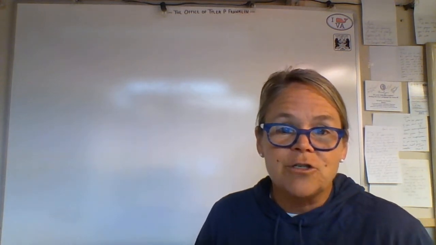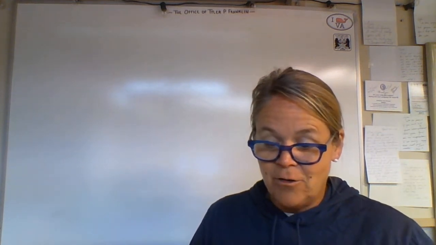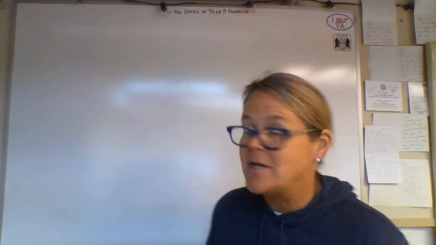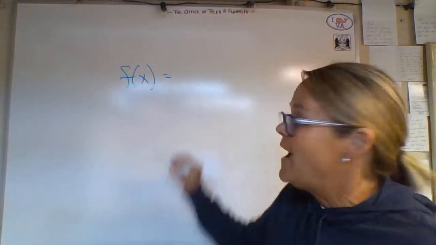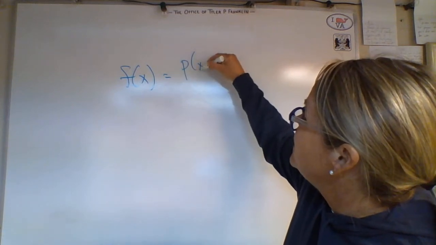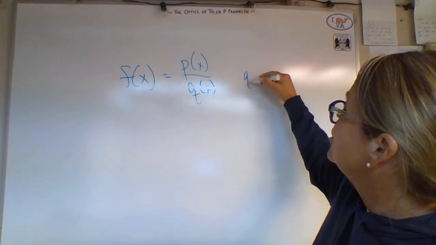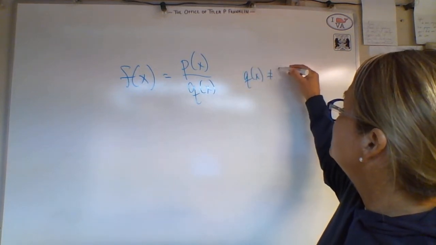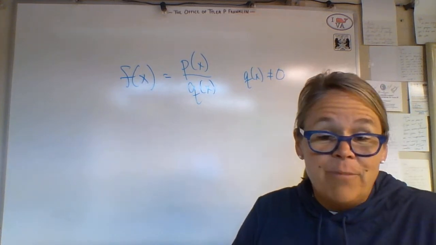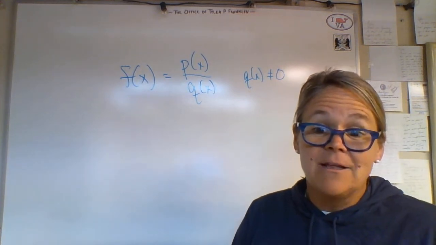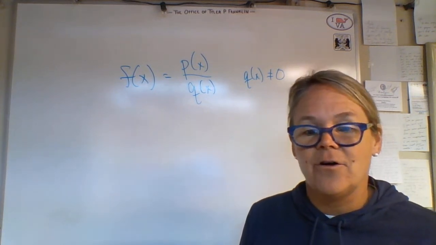The unit that we're going to start, which will be helpful on the ACT, is rational functions. A rational function, I'm just going to write it down so you can see, would be f of x equals p of x over q of x. Q of x cannot equal 0 because you can't divide by 0. So p of x and q of x are going to be polynomials, like x to the second, x to the first, x to the third.